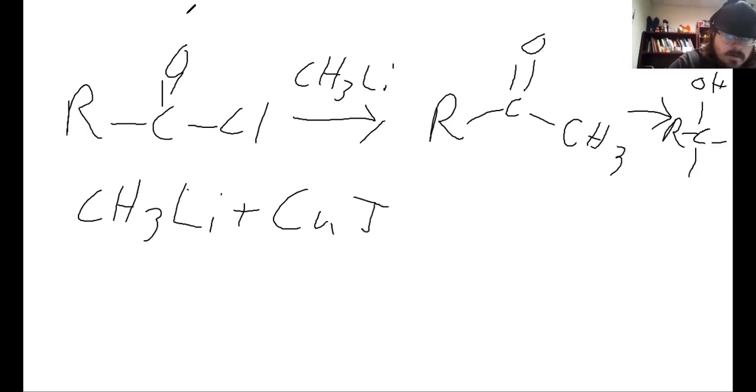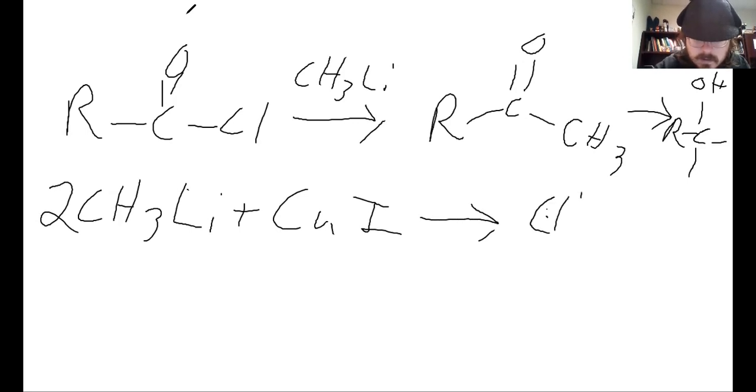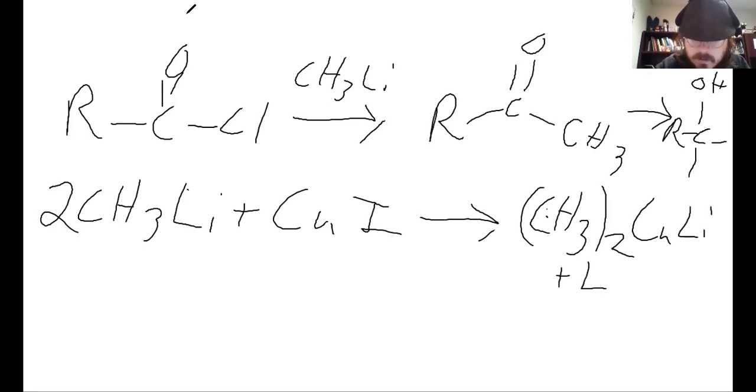Copper iodide, two equivalents of that. And what did we form? We form this dialkyl copper lithium with a lithium iodide, which is just a salt that can be removed. So this dialkyl copper lithium complex can then add just to replace that chloride.